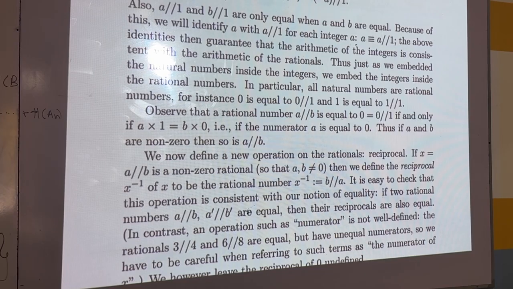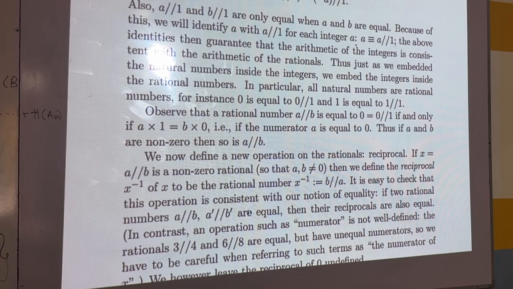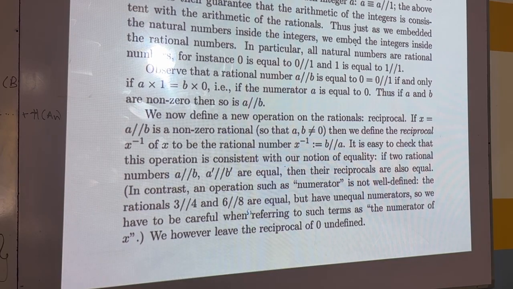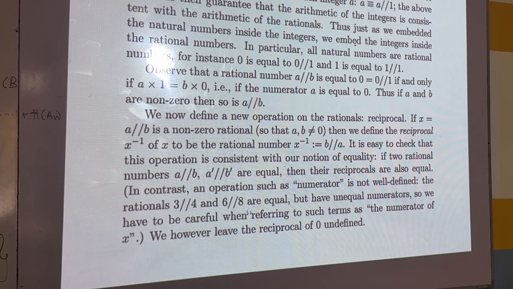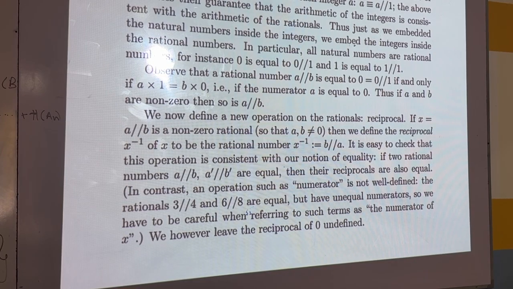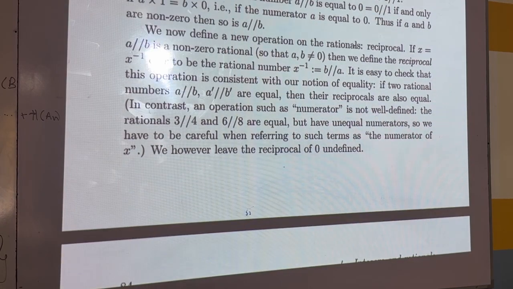The rationals 3 double line 4 and 6 double line 8 are equal but have unequal numerators, so we have to be careful when referring to such terms as the numerator of x. So he is saying when you have a rational number, you cannot talk about the numerator of a rational number. We however leave the reciprocal of 0 undefined.